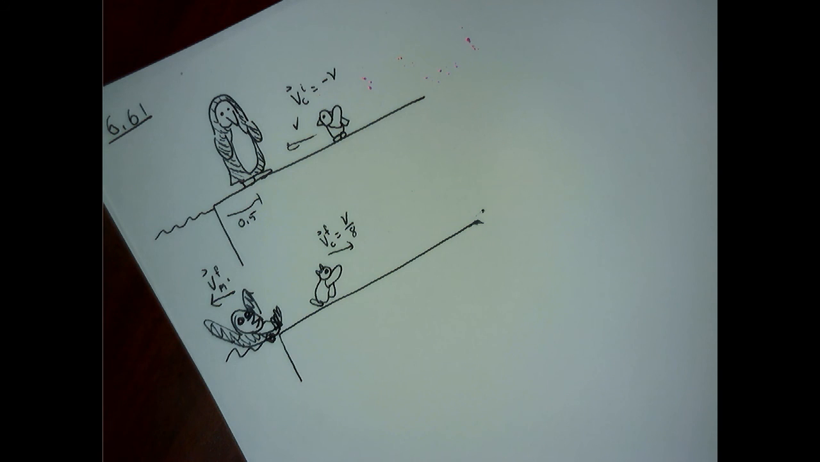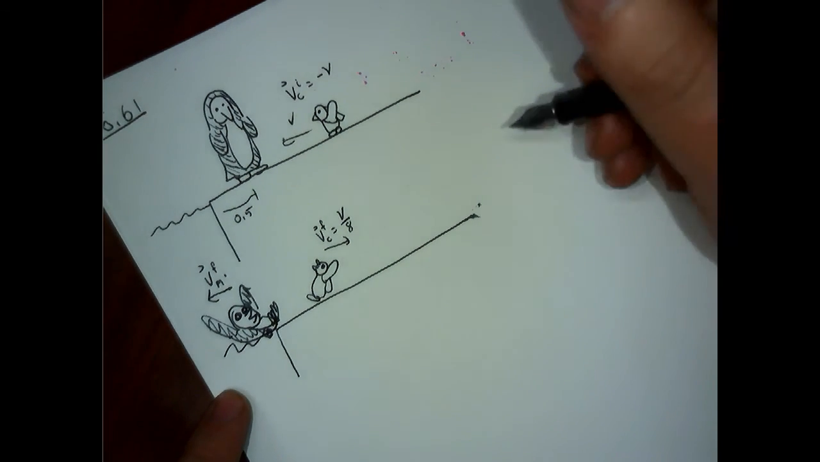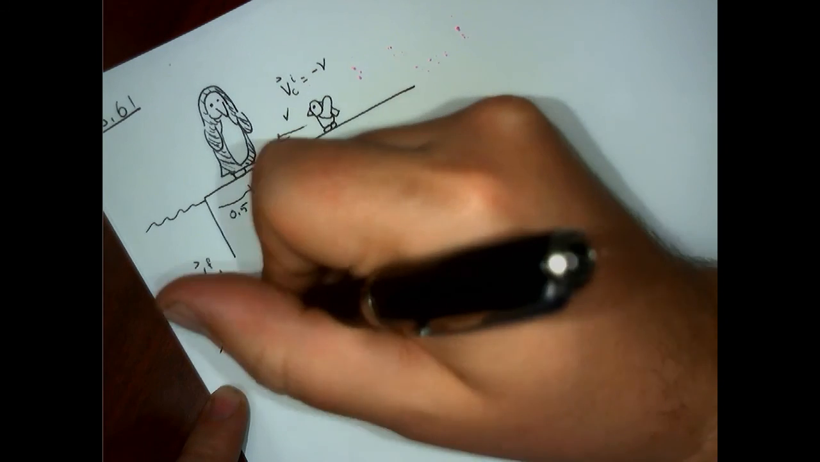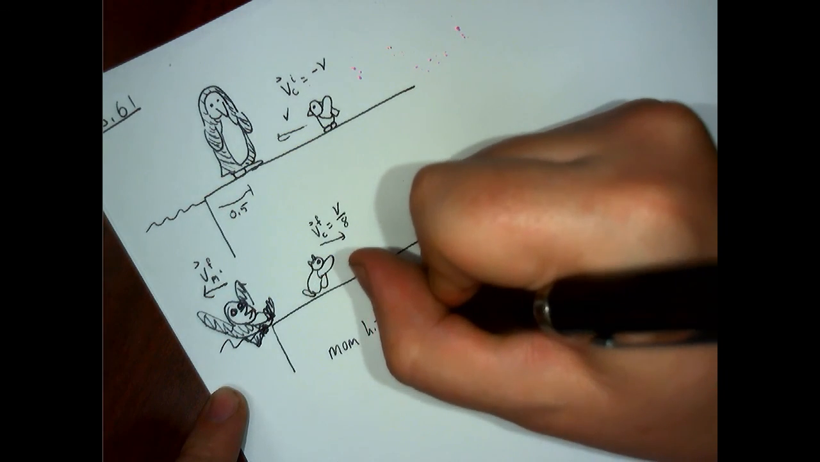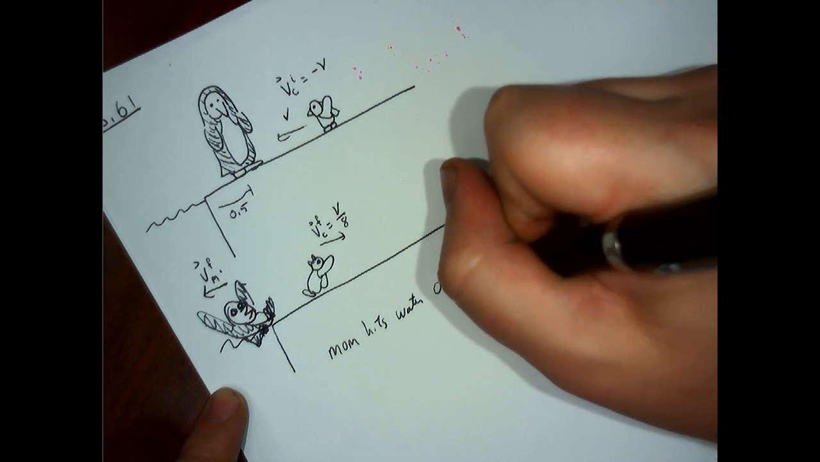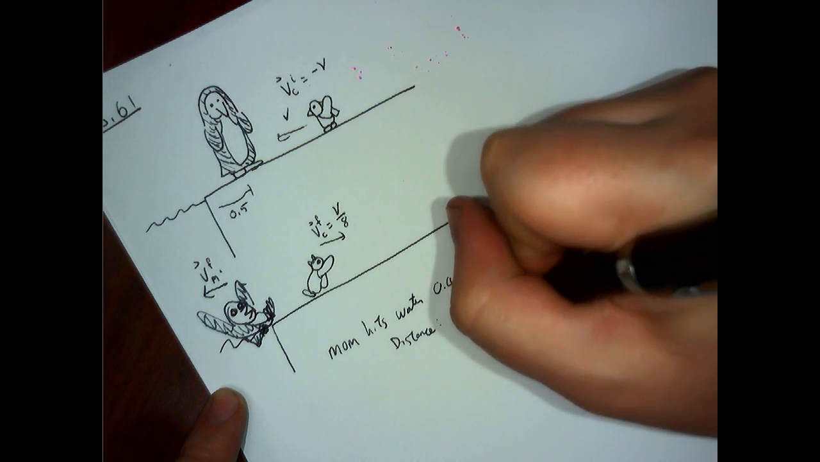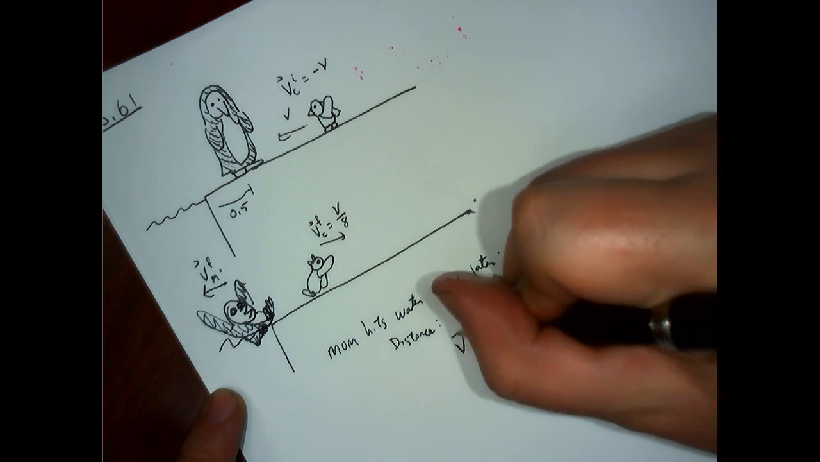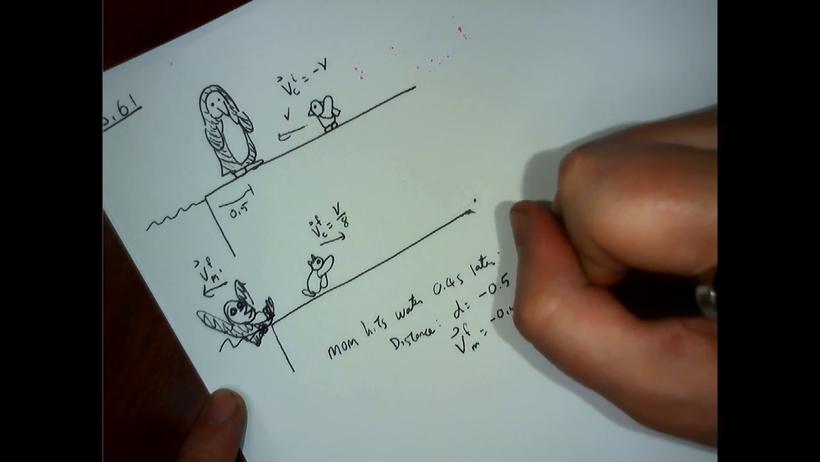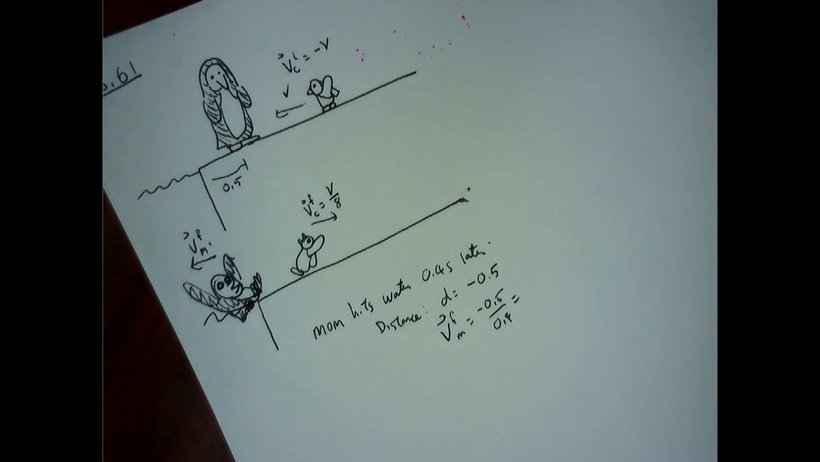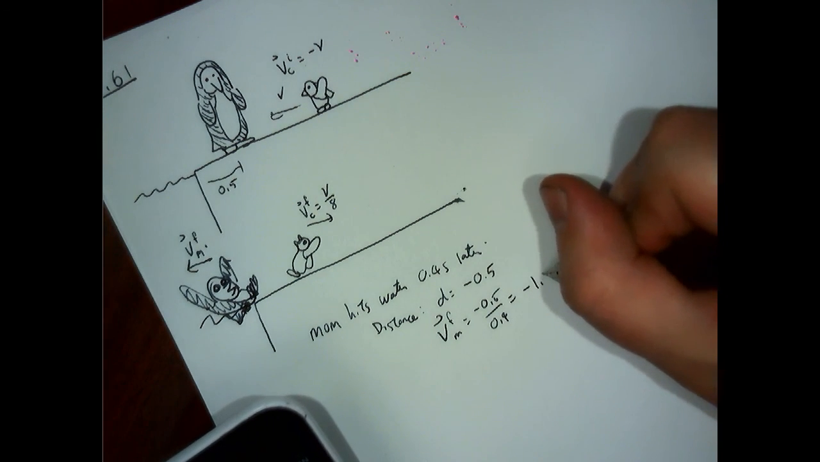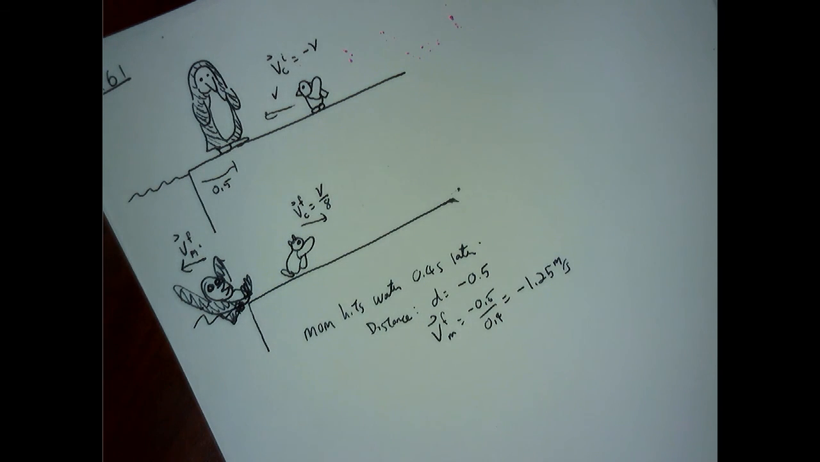Okay, so the mother wakes up as she hits the water 0.4 seconds later. Mom hits water 0.4 seconds later. Distance is minus 0.5. So the velocity final of the mom is minus 0.5 divided by 0.4. Okay.